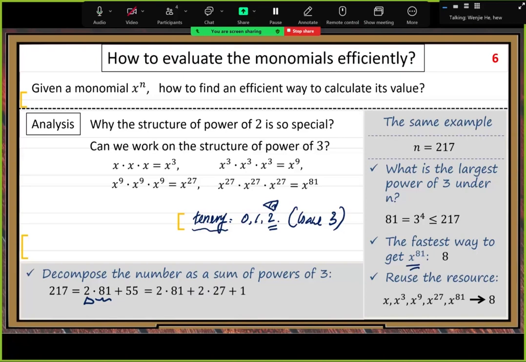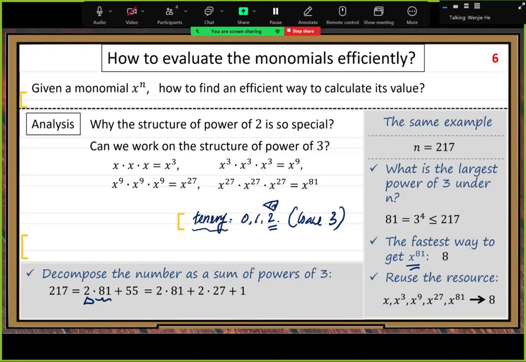55, we need to use power of 3, we also use twice. 27, 2 times 27, 54. So use that power of 3 twice, as much as we can, but up to twice. Then plus 1.